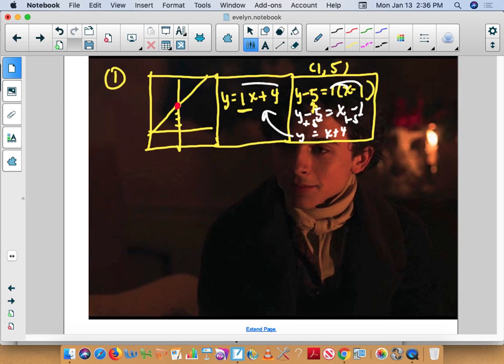So here's the answer to the first box. Here's an answer to the second box. What's interesting as a teacher, the second box, I'll have to check whatever you pick for your point. Everybody's slope should be the same, but you could pick 15 different points and still get it right.